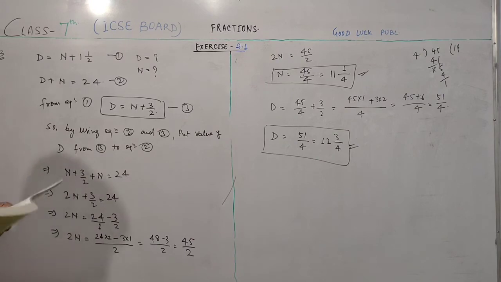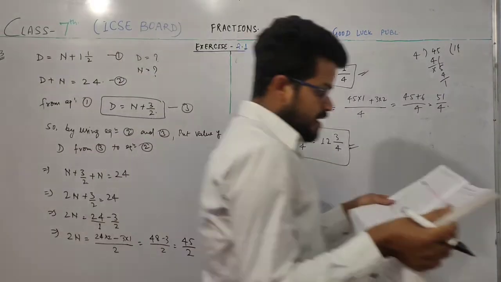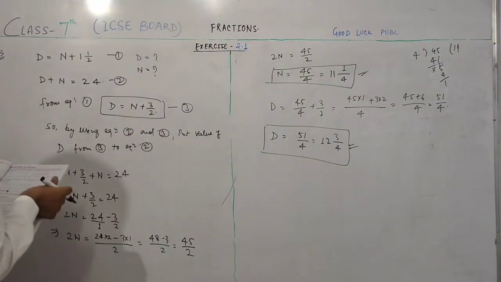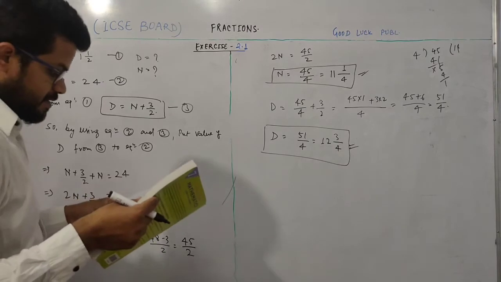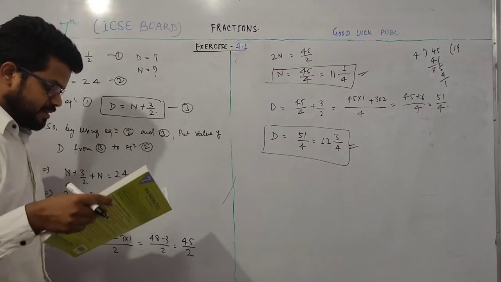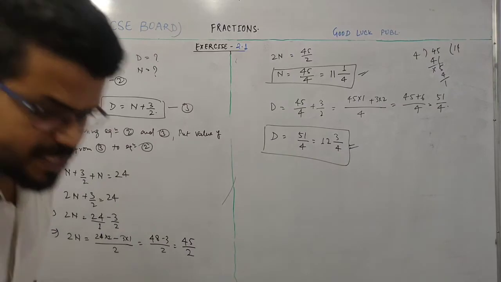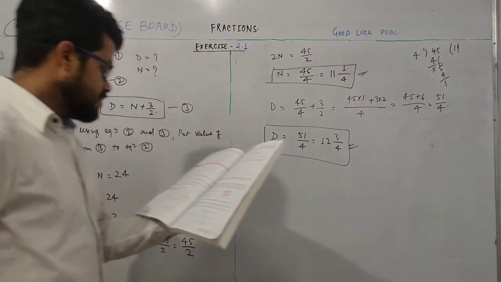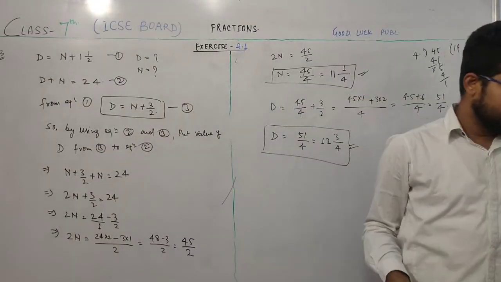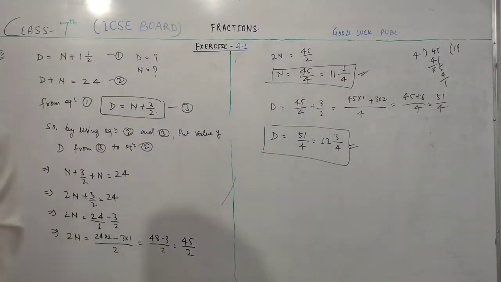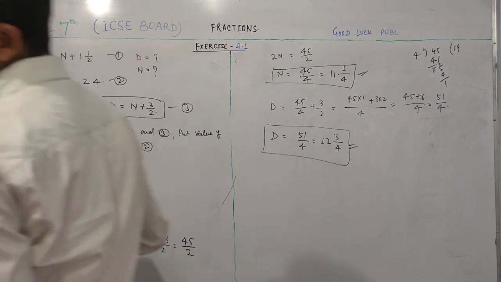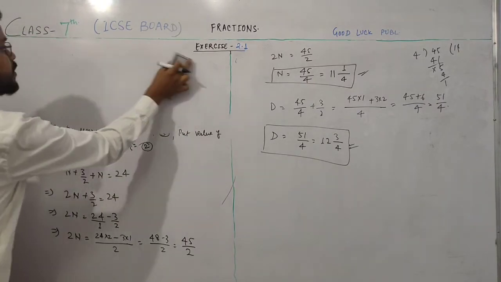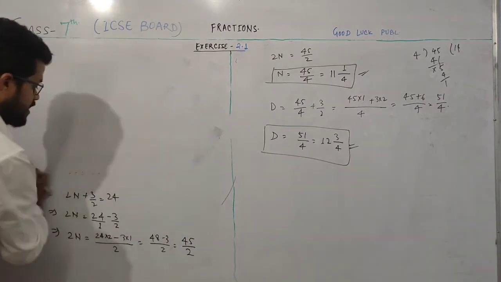Okay, then this is question number 3. Now question numbers 4, 5, 6 are your homework. Now come to question number 7. Question 6 is similar to 7, so I do question number 7 here and try to do all the other questions at your home.